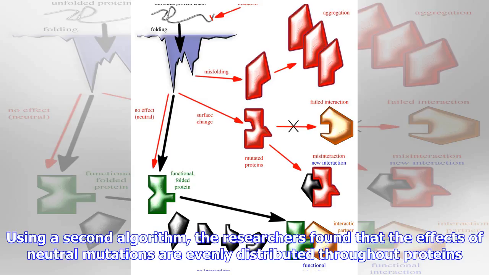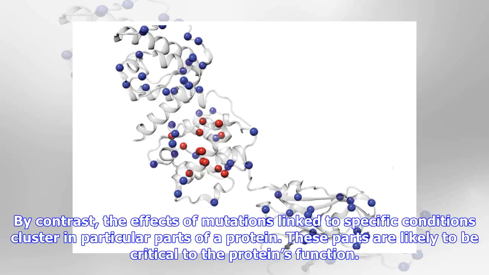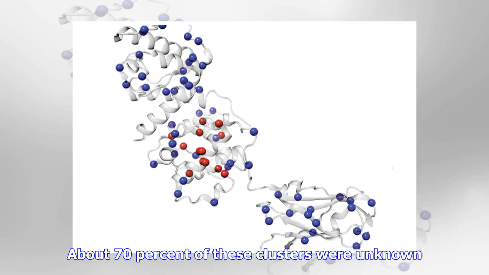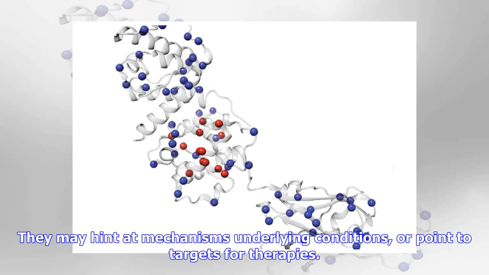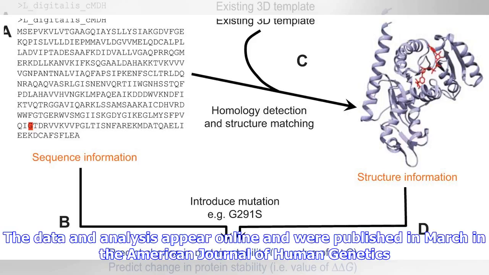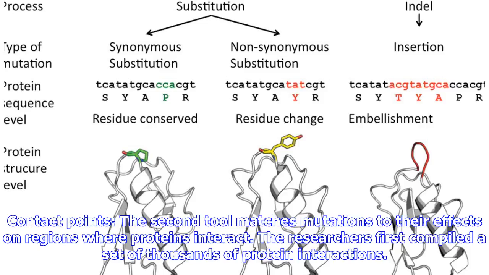Using a second algorithm, the researchers found that the effects of neutral mutations are evenly distributed throughout proteins. By contrast, the effects of mutations linked to specific conditions cluster in particular parts of a protein. These parts are likely to be critical to the protein's function. About 70% of these clusters were unknown. They may hint at mechanisms underlying conditions, or point to targets for therapies. The data and analysis appear online and were published in March in the American Journal of Human Genetics.